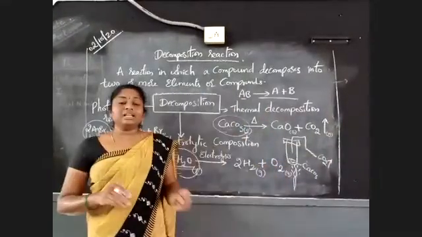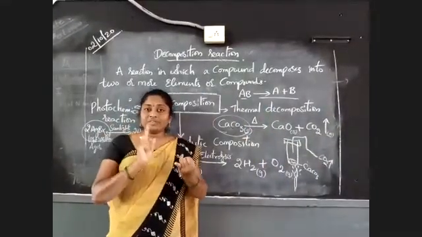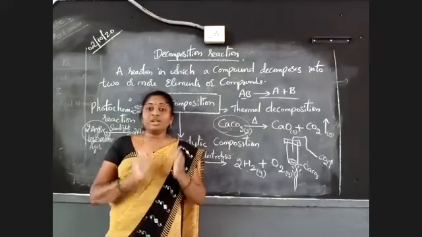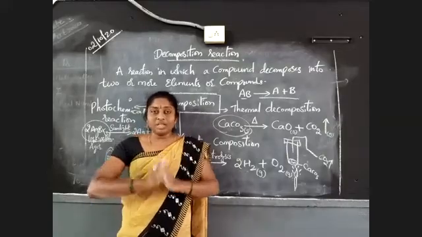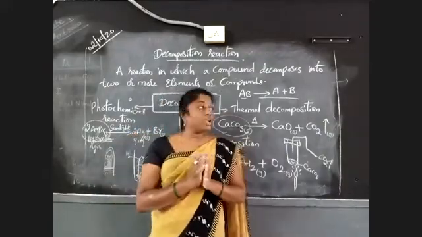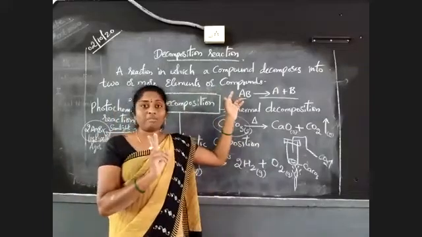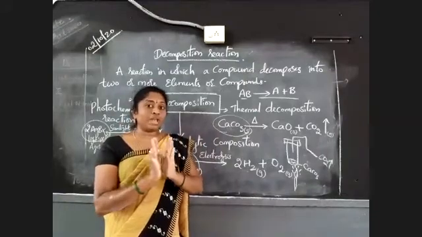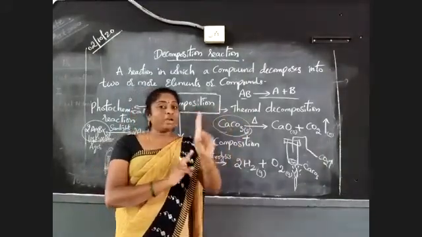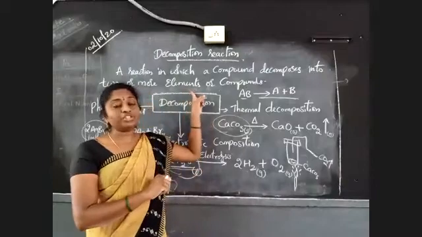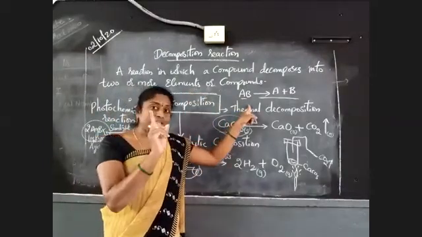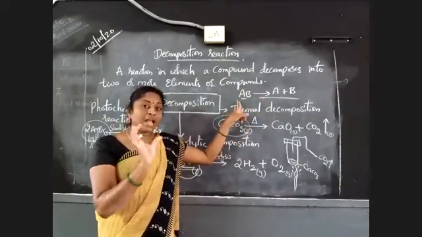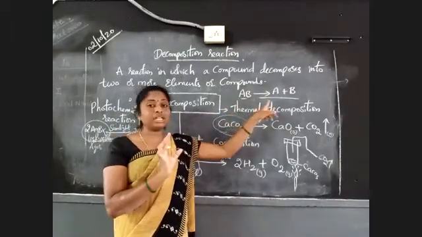Listen. In the types of chemical reaction, yesterday we completed the combination reaction and today we discuss the decomposition reaction. So both are opposite to one another. In the combination reaction, the reactants are two or more, but the product will be only a single one. But in the decomposition reaction, the reactant is only a single one and the products will be two or more. Please listen carefully.